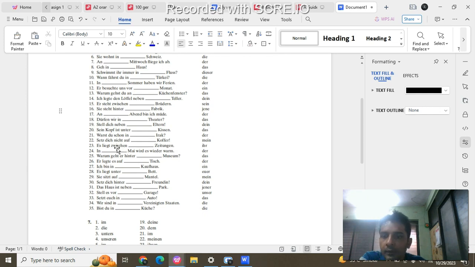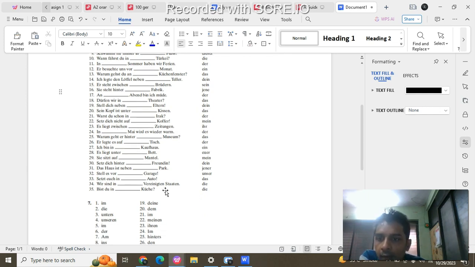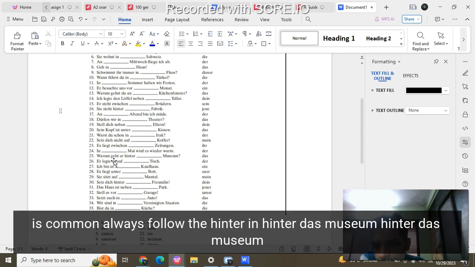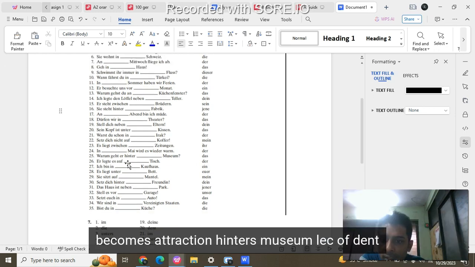Er liegt zwischen, is dative. Here this time, Ihren Zeitungen in plural. Im Mai, wieder war. Im Mai. Warum gehen? Again, motion, gehen is the motion verb. It always follows the accusative form. Hinter das Museum becomes a contraction, hinters Museum. Legte is with auf, again accusative. Auf den Tisch.